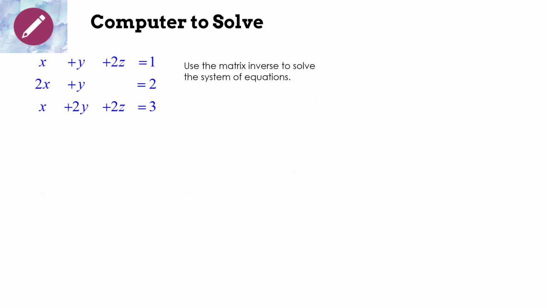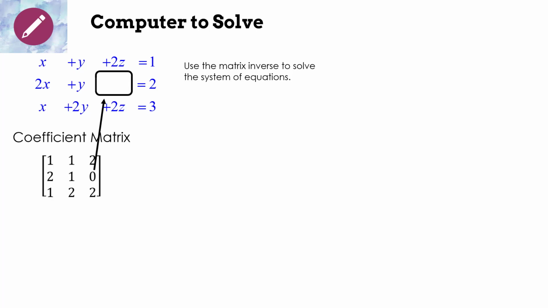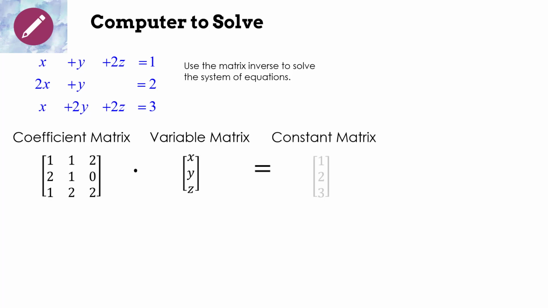Let's do this one together. Use the matrix inverse to solve the system of equations. First, what we want to do is find all the pieces. Here's my coefficient matrix. You're going to notice I have 0 because there's nothing there. Then we're going to do our variable matrix, and that is x, y, z. And finally, we're going to have our constant matrix, which is 1, 2, 3.